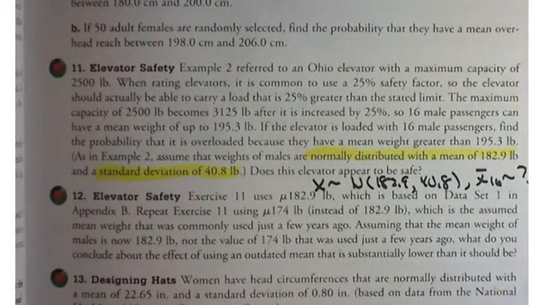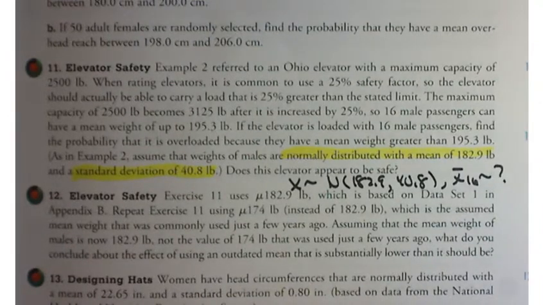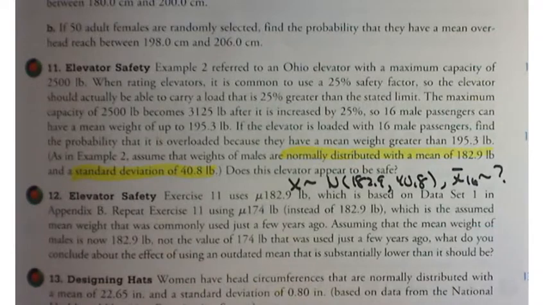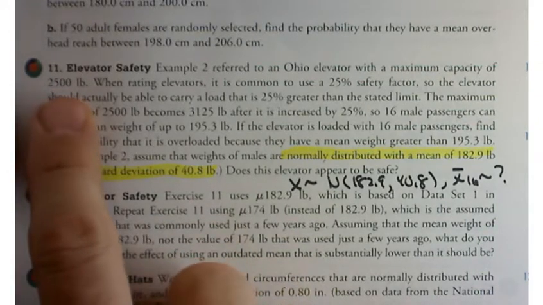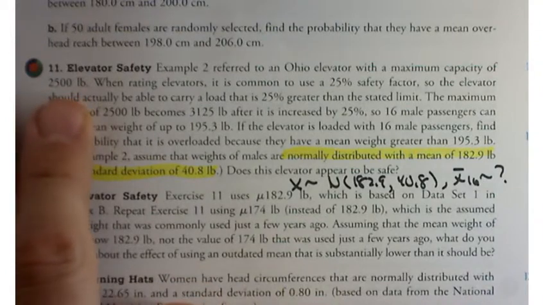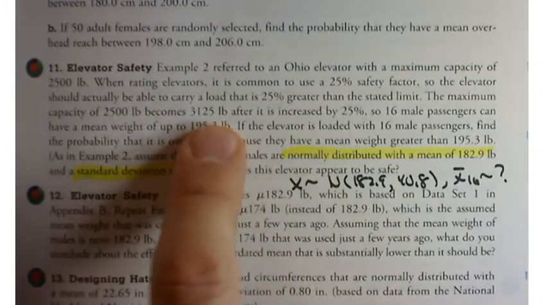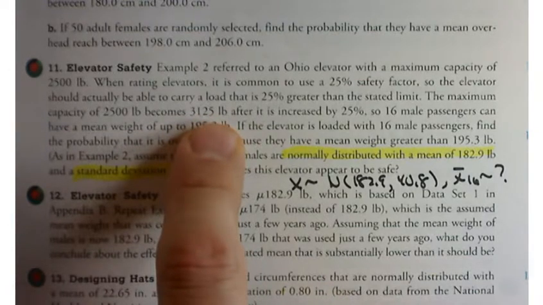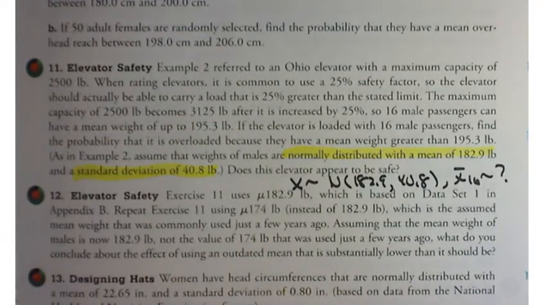So problem number 12 and problem number 11 kind of go together. In problem number 12, you're looking at elevator safety. Elevators are typically given a 25% safety factor. That is, if you say that it can hold 2,500 pounds, really it can hold 25% more than that, 625 more, which gives us an absolute limit of 3,125 pounds.